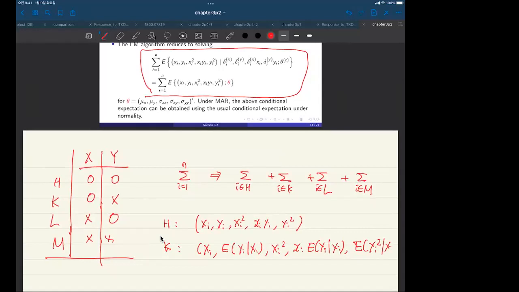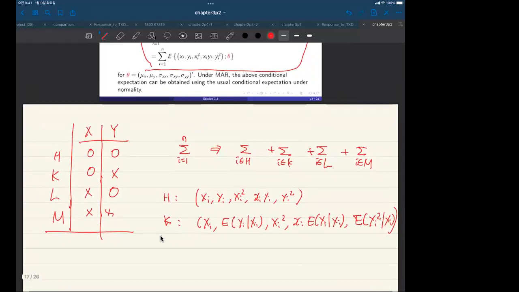And when you compute the conditional expectation, you need to use the current parameter value. So for example, this one is what? Mu y plus sigma xy divided by sigma xx times (xi minus mu x), right? The conditional Gaussian. So you use all these current parameter values when computing the conditional expectation. It is the same here. For this one and this one, you square, so you need the conditional expectation plus the conditional variance.